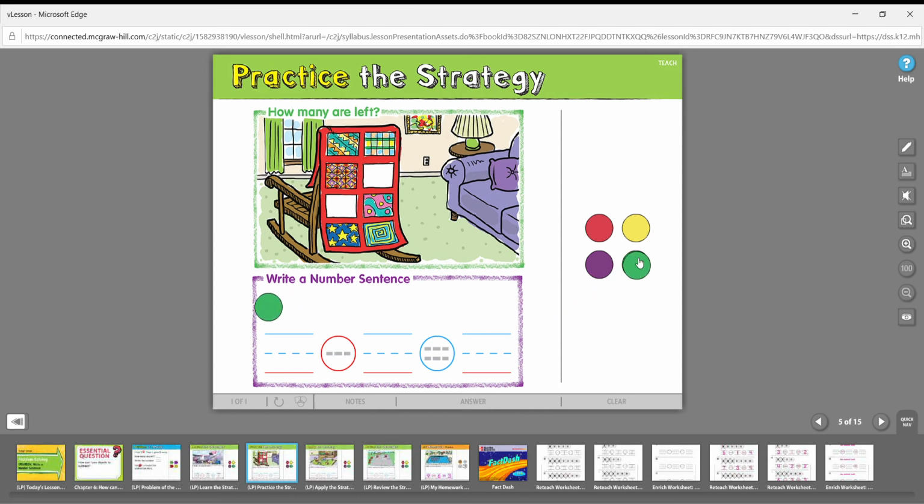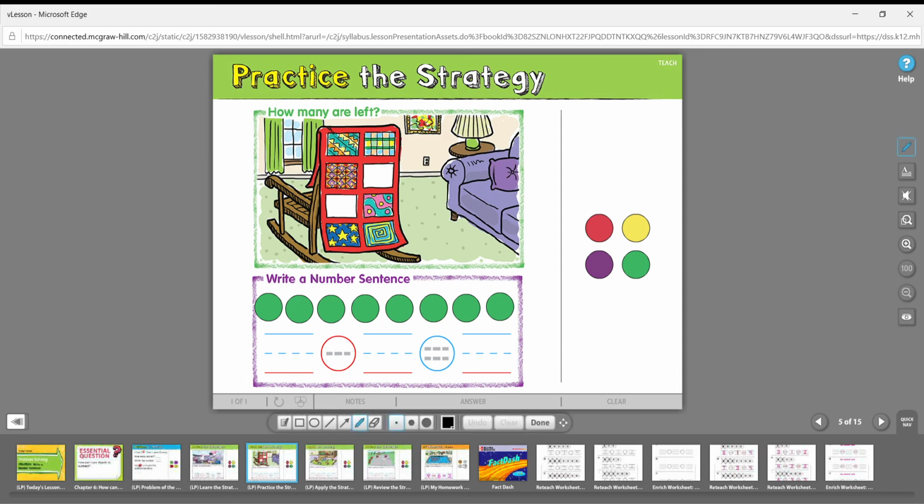1, 2, 3, 4, 5, 6, 7, 8. 8 quilt squares to sew on the quilt. So we'll write 8 first because that's how many squares she had.